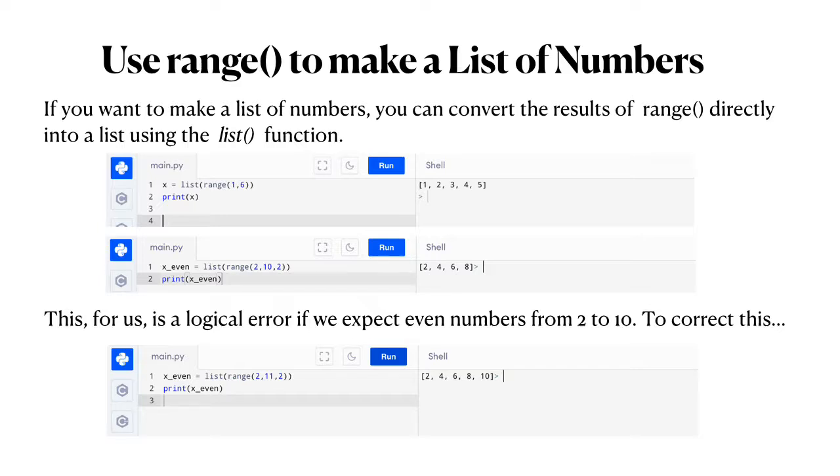So, if we print this, print x underscore even, then run the code, the answer that comes out is what we want: 2, 4, 6, 8, and 10. So, where is this used a lot?